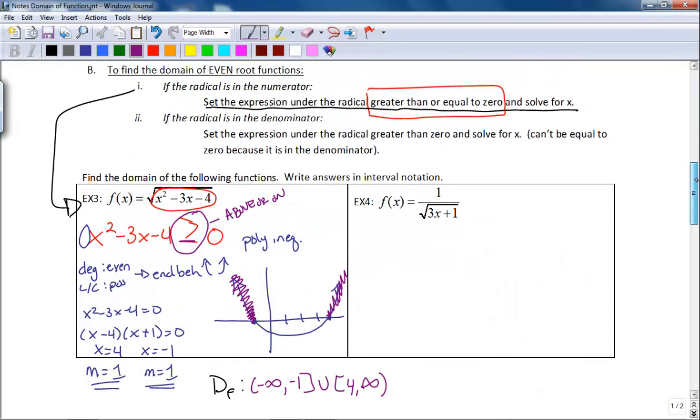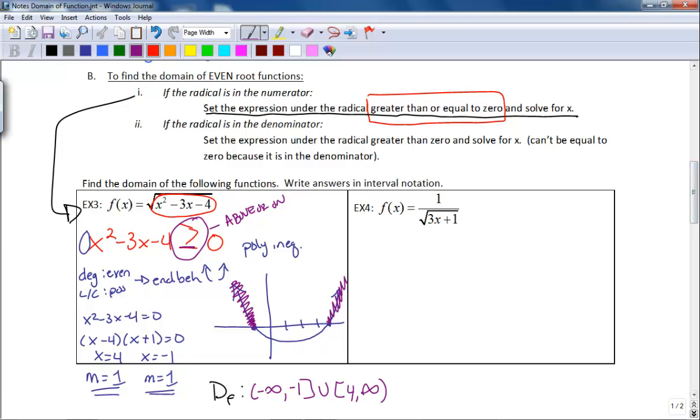Right, let's look at the next one that we have, part 2. Part 2 says, if the radical is in the denominator, what you do is you set the expression under the radical just greater than 0 and solve for x. The reason that we just set it to greater than is, again, if we're in the denominator, we cannot be equal to 0. So let's take a look at example 4, which is just like that part.